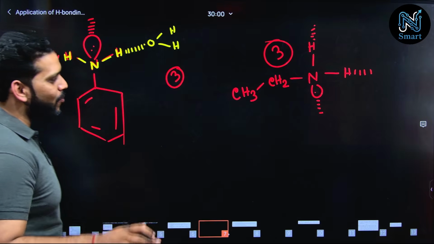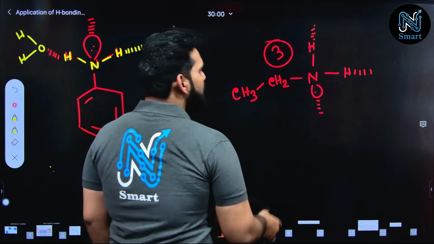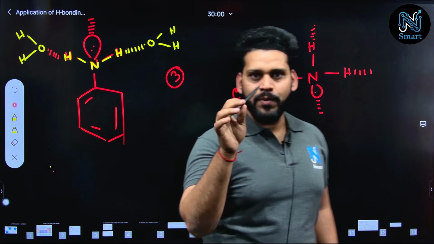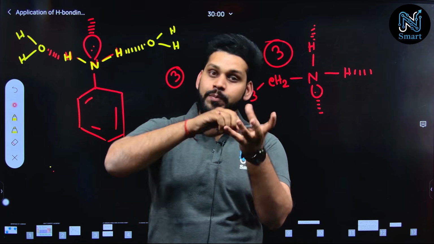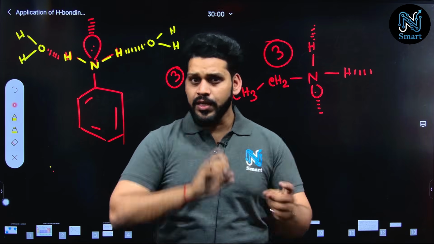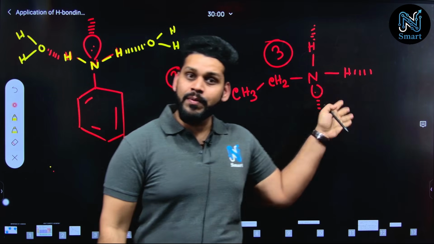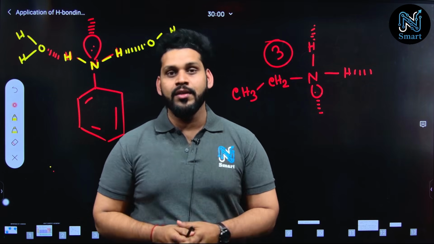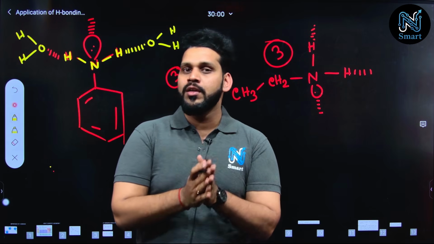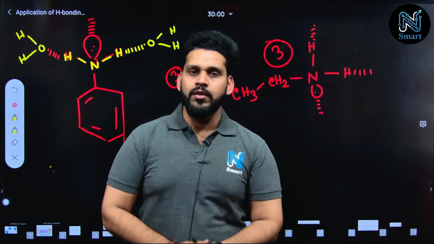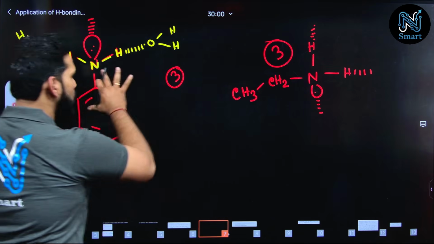So now coming to the point, guys, whenever a molecule, let's say this pen is my molecule, is interacting with water, then it will be soluble in water. See, this ethylamine is making hydrogen bonding with water. That means it is interacting. If it is interacting, it will be soluble in water. So ethylamine is soluble in water. So by the same logic, this will also be soluble in water.